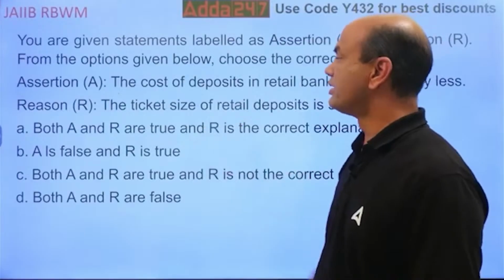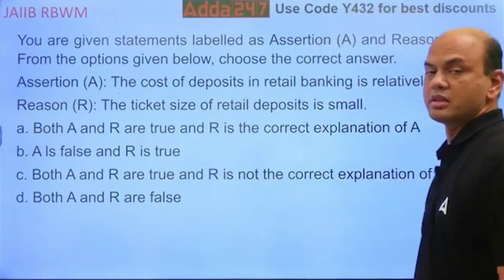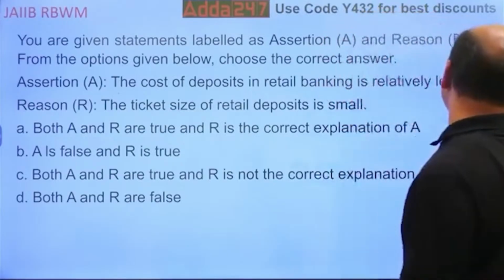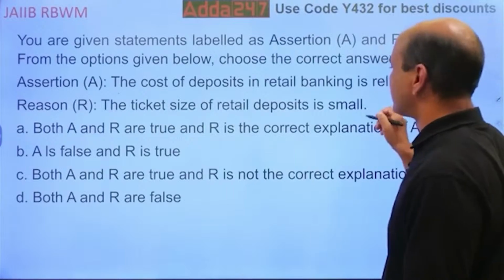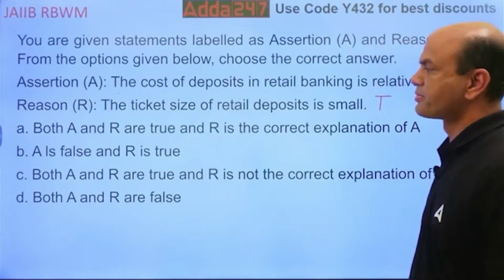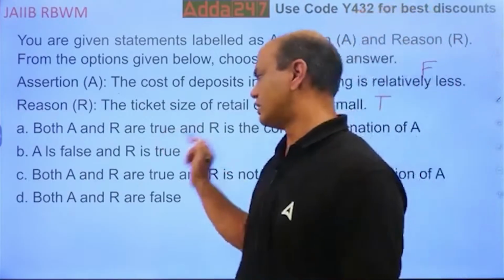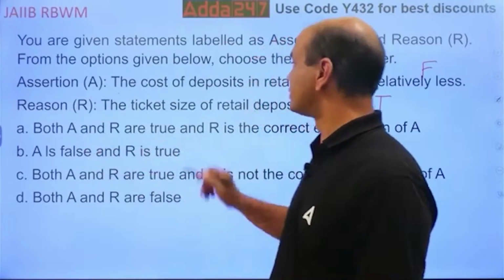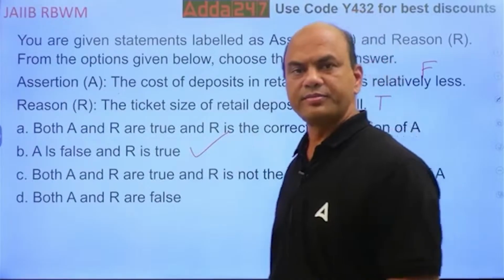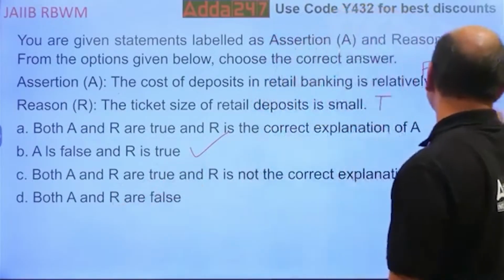Now what about R? The ticket size of retail deposits is small. Now this is correct. The ticket size of retail deposits is always small. So this is true, and A is false. So now look at the answers. A and R are true, so gone. A is false, R is true. Correct? A is false, R is true. Okay, next one.